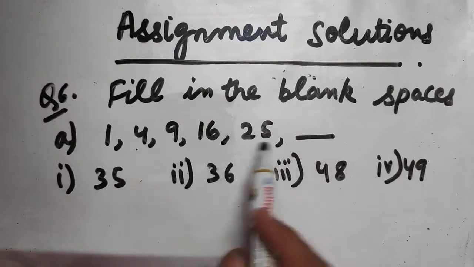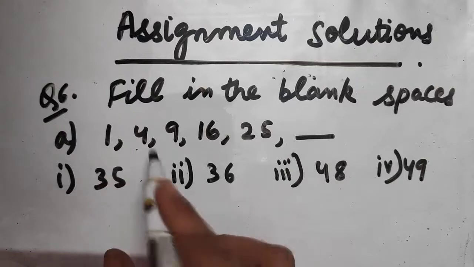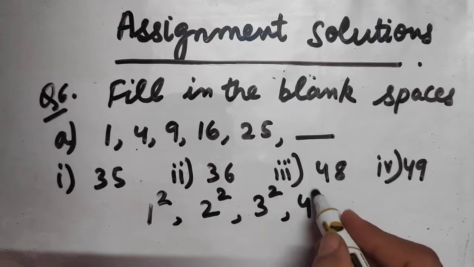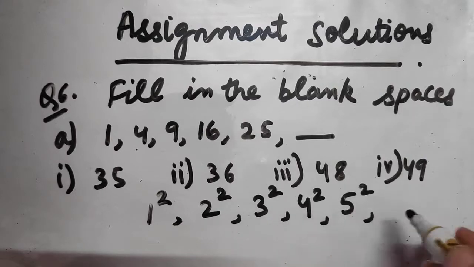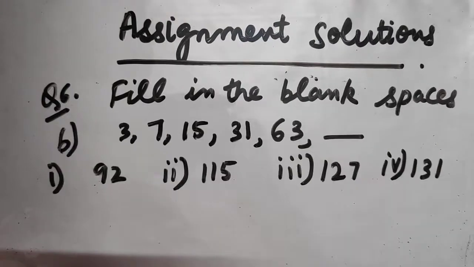So if I observe the pattern carefully, the numbers are 1 squared, then 2 squared, then 3 squared, then 4 squared, 5 squared, then obviously 6 squared should come, and 6 squared is 36. So for question number 6, A part answer is the second option, that is 36.